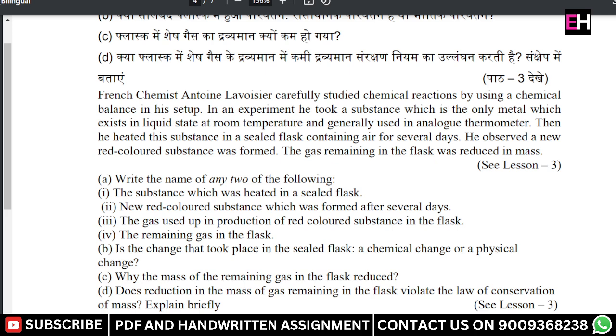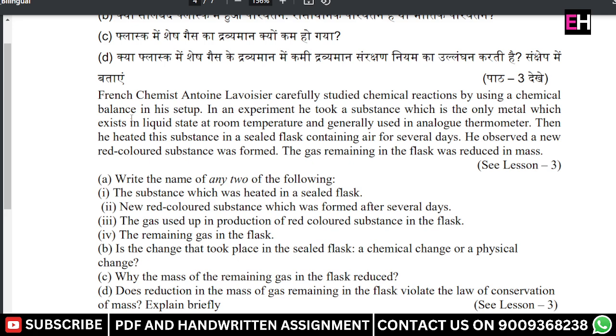So the question number fourth B, which is on your screen: a French chemist, Antoine Lavoisier, carefully studied chemical reactions by using a chemical balance in his setup. In an experiment, he took a substance which is the only metal which exists in liquid state at room temperature and is generally used in analog thermometers. Then he heated this substance in a sealed flask containing air for several days. He observed a new red-colored substance formed, but the gas remaining in the flask was reduced in mass.